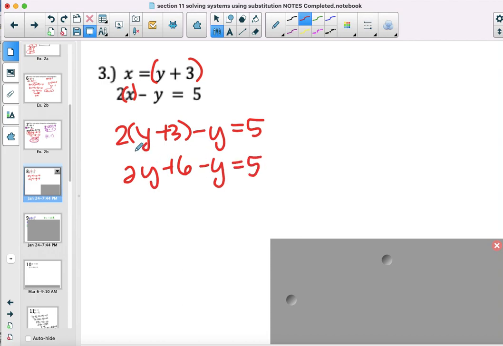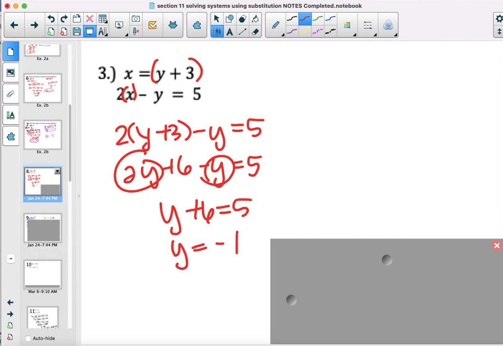And 2y and -y combining like terms is just y. And I have a positive 6 equals 5. We can subtract 6 from both sides, and the value of y is -1. And then taking that, I'm going to plug it back into the top equation. You can plug into either, but there's less solving to do with the top equation there.